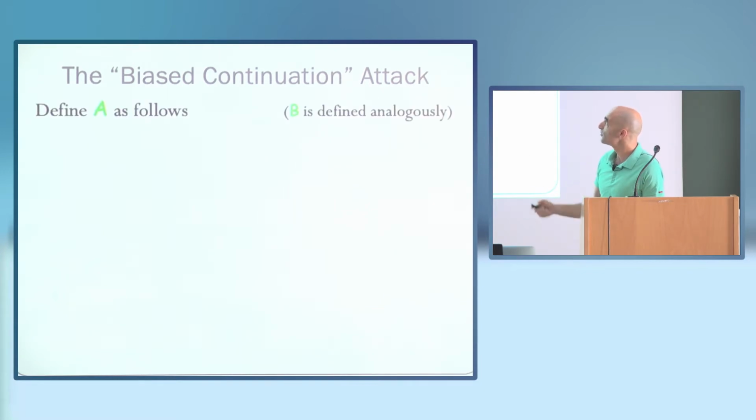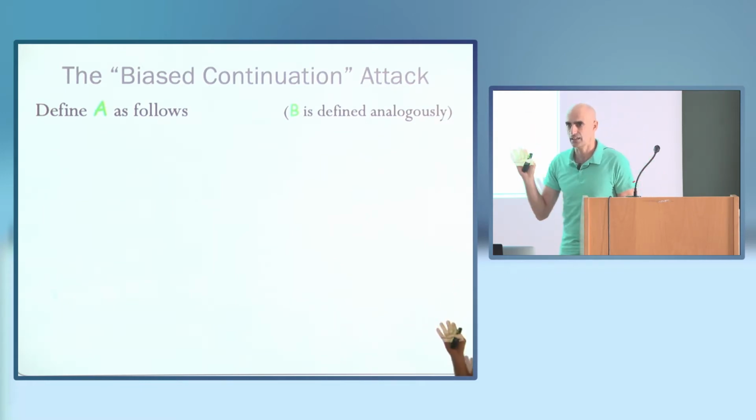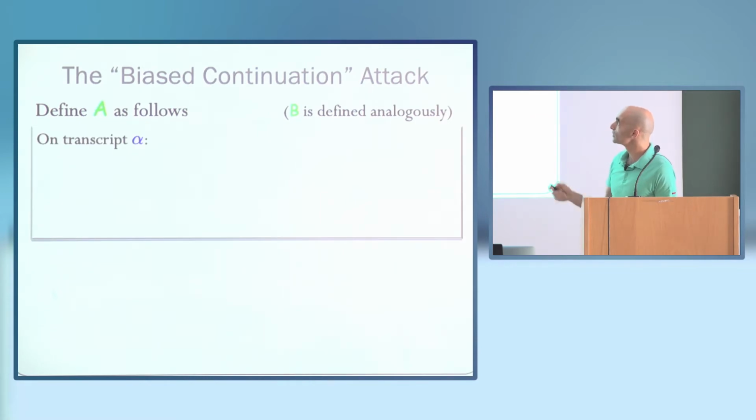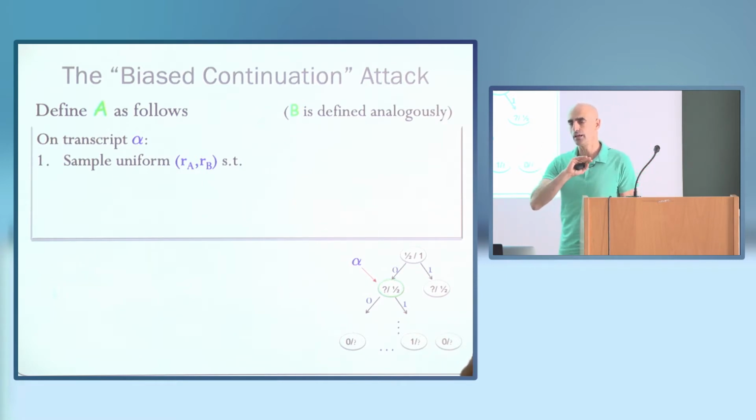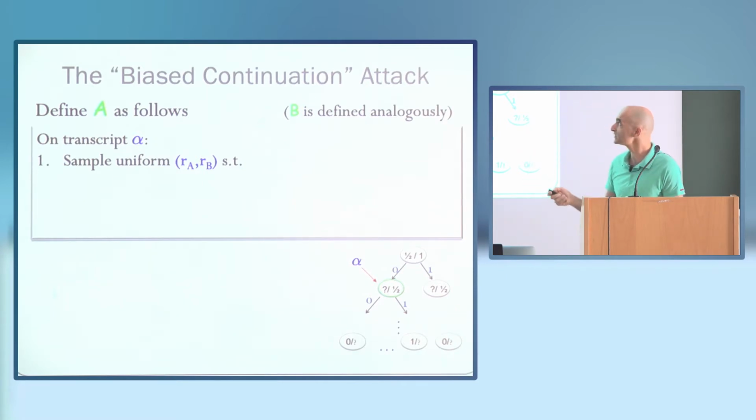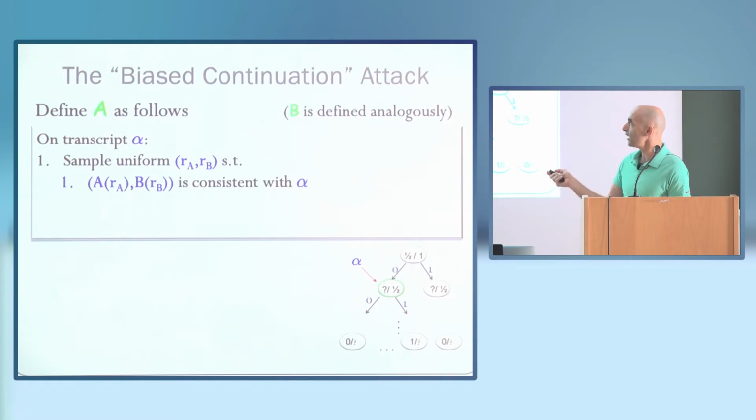Let's define green A as follows. So I'm going to define an ideal attacker. This ideal attacker, on a transcript alpha, what she does is sample uniform, actually fully uniform random coins that are consistent with alpha, and moreover, they lead to a one leaf.